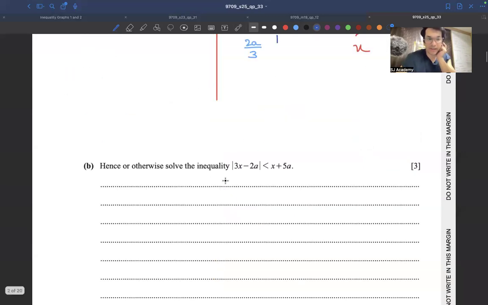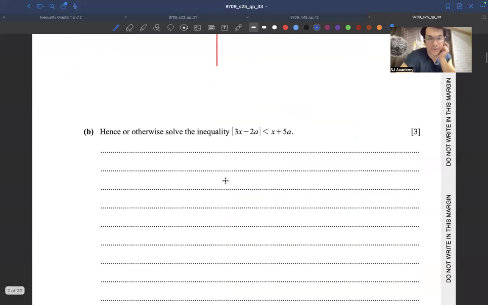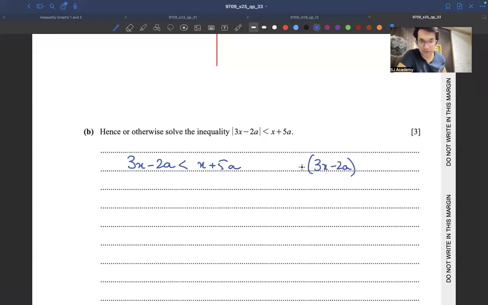In part B, it says, hence or otherwise solve the inequality modulus of 3x minus 2a is less than x plus 5a. Now, with a modulus sign, we can write it as a positive value. 3x minus 2a is less than x plus 5a. And we can also take the negative value, 3x minus 2a with a negative sign, is less than x plus 5a. Now solving both the equations, we'll bring the x on this side.